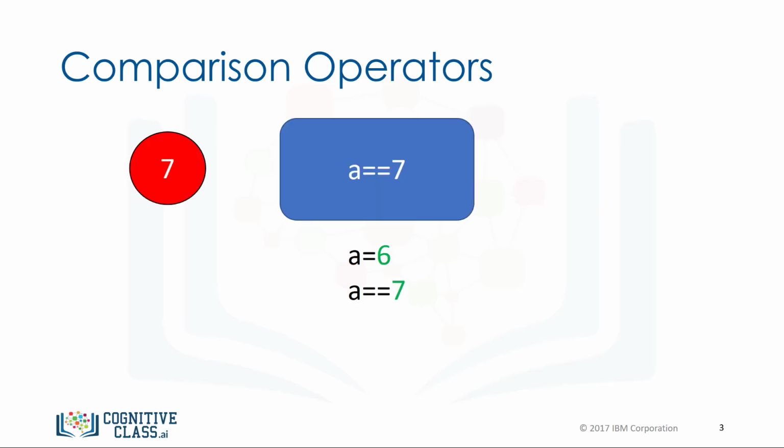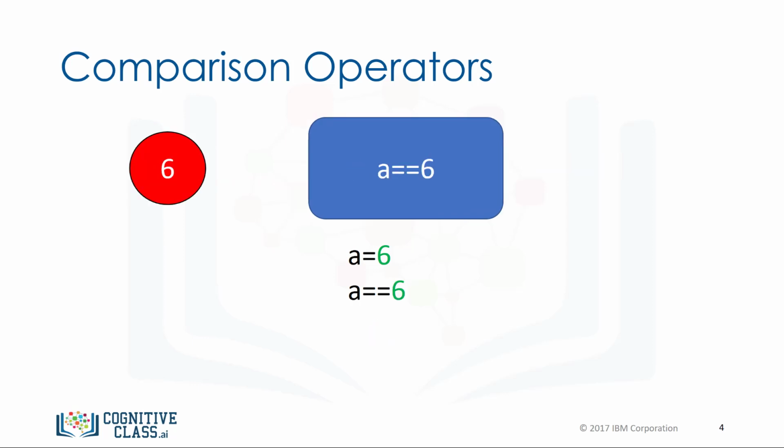We can use the equality operator, denoted with two equal signs, to determine if two values are equal. In this case, if 7 is equal to 6. As 6 is not equal to 7, the result is false. If we performed an equality test for the value 6, the two values would be equal. As a result, we would get a true.